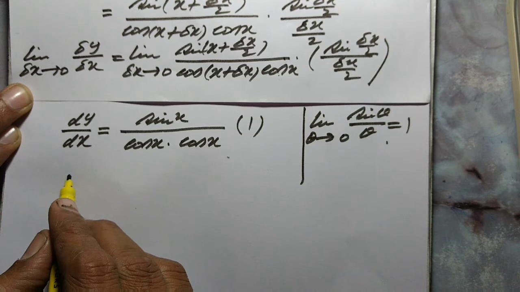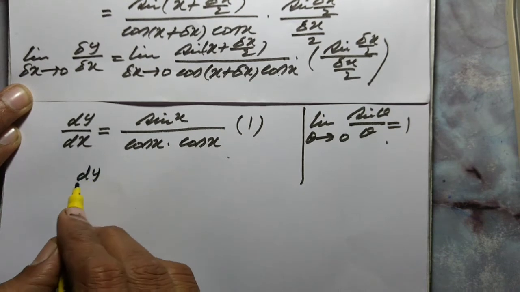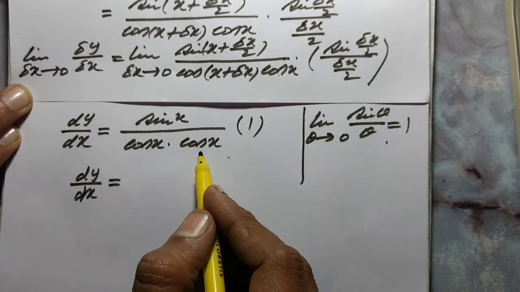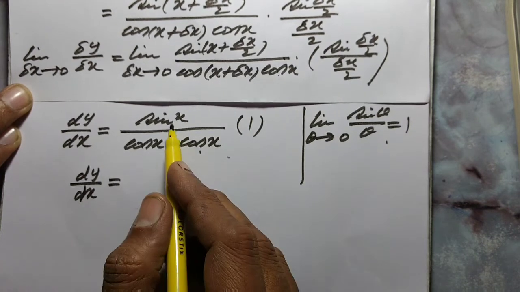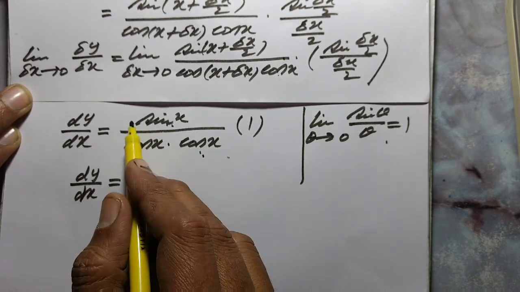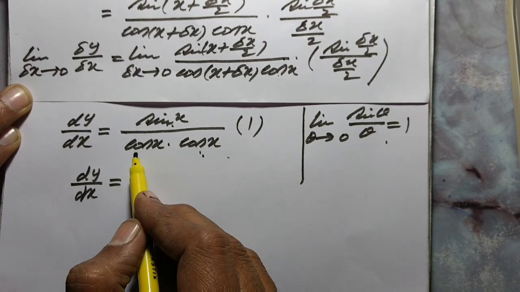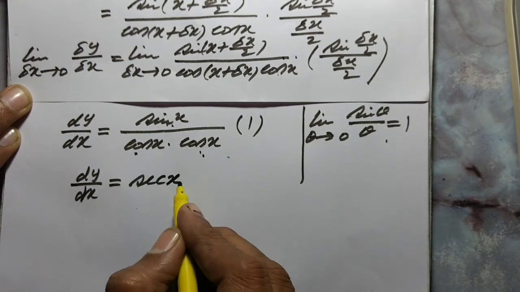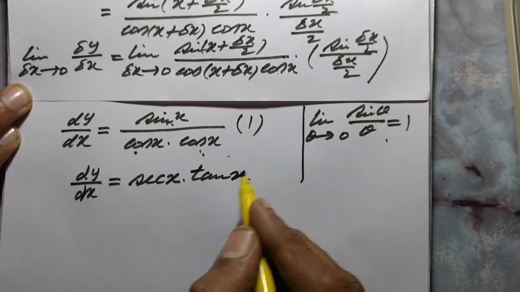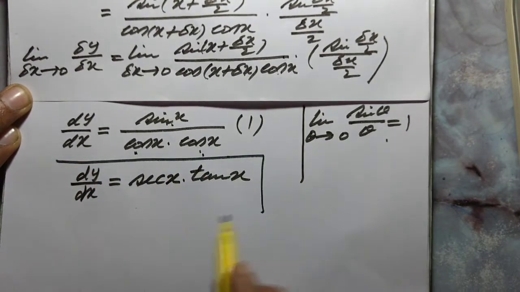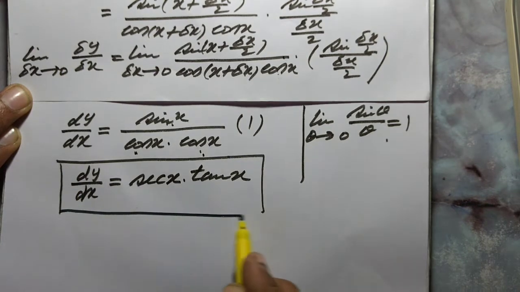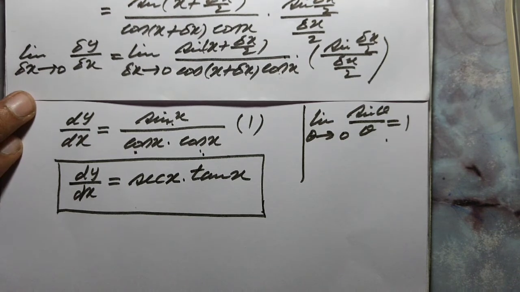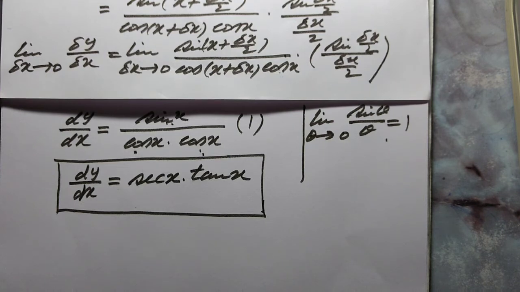So ultimately we have dy upon dx is equal to 1 upon cos x, with this sine becomes tan x, because sine x upon cos x is tan x, and the other cos x written as the reciprocal 1 upon cos x becomes sec x. So we have on the right hand side sec x into tan x. So if y is equal to sec x, then its differential coefficient is sec x into tan x. And here we have proved this standard result.